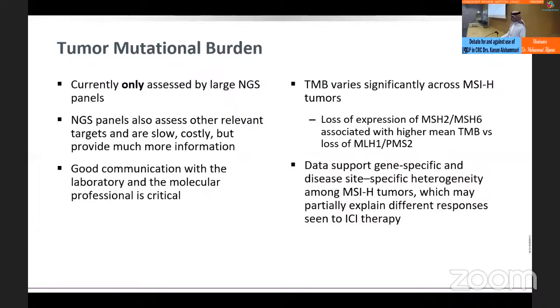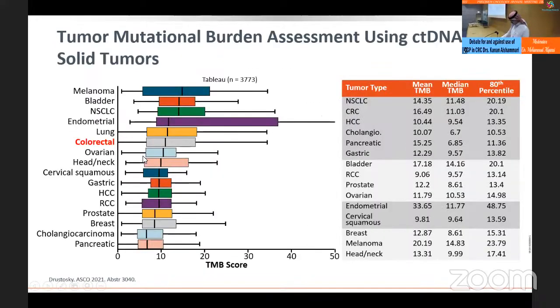Now, how do we test for TMB? It is currently only assessed by a large panel of next generation sequencing. TMB varies significantly across MSI high tumors. I have spoken about how loss of expression of MSH2 and MSH6 may be associated with a higher TMB score, as opposed to loss of MLH1 and PMS2. When we look at the average TMB score in all colorectal cancer cases, which does not divide it up into left versus right side, the average is just a little bit less than 10. However, I have shown you that right-sided tumors perhaps have higher TMB scores.